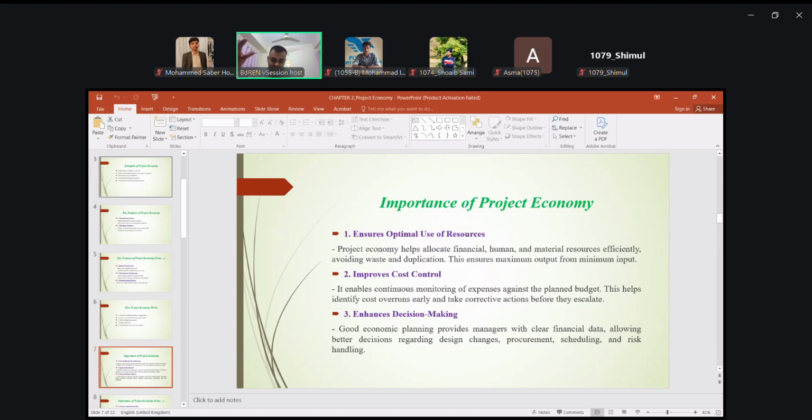So what we can say is that project economy ensures optimal use of resources. How? It helps to allocate financial, human, and material resources efficiently. That helps you avoid waste or duplication, and that ensures maximum output from minimum input. This is the first advantage or importance of project economy.